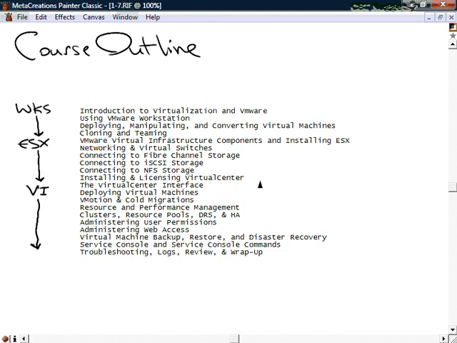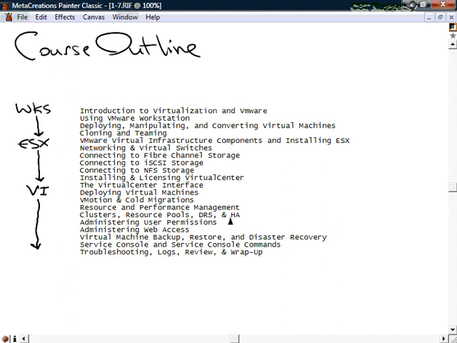We're going to talk about the Virtual Center interface and all the neat things that you can do inside of Virtual Center and how to deploy virtual machines. And then we'll move into vMotion and how to do vMotion, which is considered a hot migration. We'll also talk about cold migration. Then we'll go into some of the more advanced vMotion topics like resource and performance management and clusters and resource pools and DRS and HA. And then we'll talk about operating your existing environment, like administering user permissions and administering web access. And then a very good discussion on backup and restore and disaster recovery.